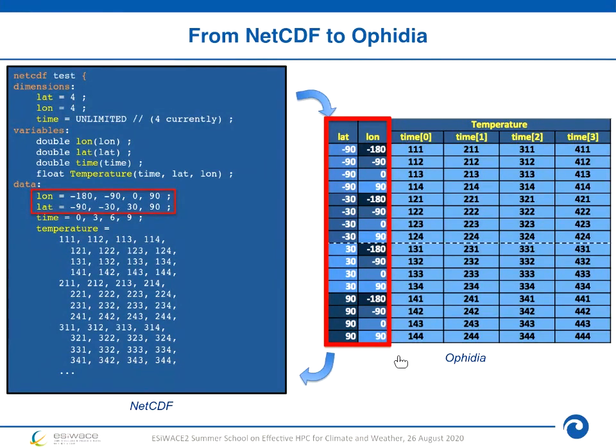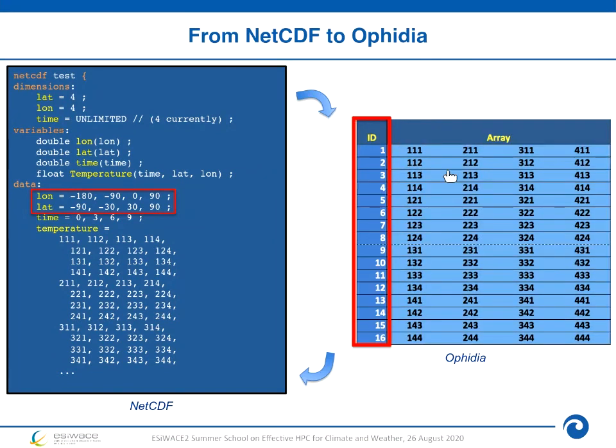The representation shown in the slide is just for explanation purposes, because in the case of Ophidia, these two columns are actually replaced by a single column, as we can see in the next slide. So basically what we have is a two-column table with the identifiers and the binary arrays.